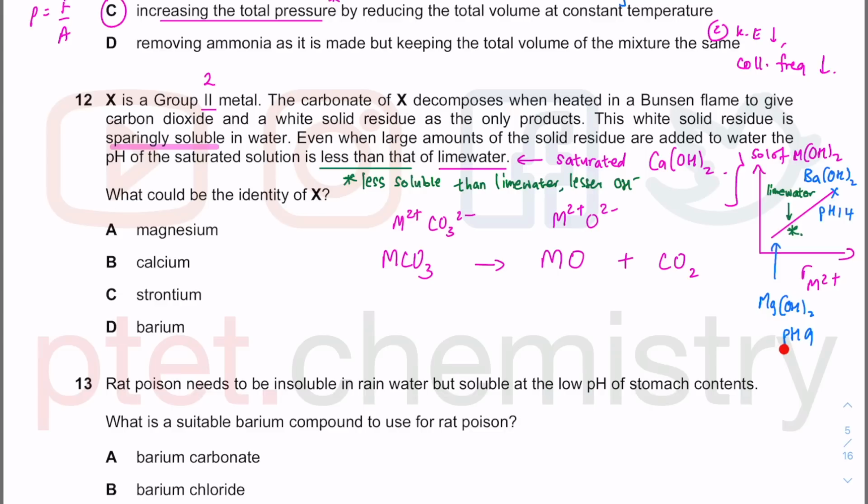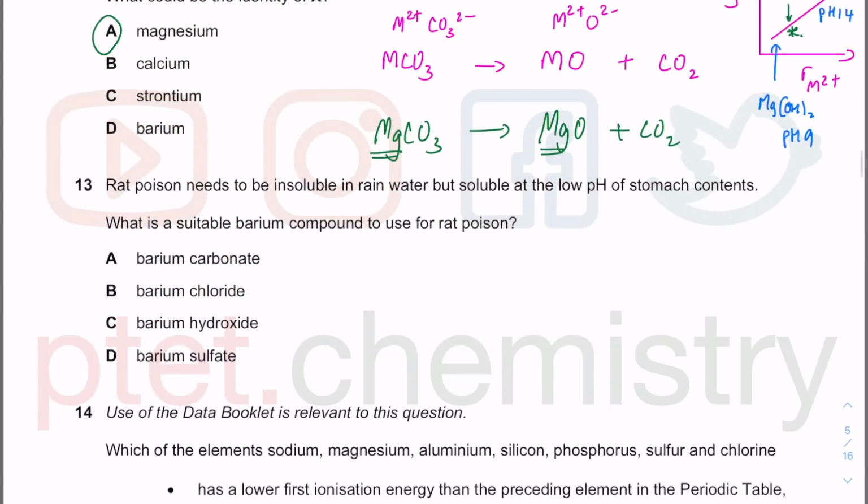Although not very soluble, it is going to have a pH lesser than the pH of the lime water solution, because it is less soluble than the lime water. So that means we are looking at this being MgO. If that is MgO, we are looking at this being MgCO3. So the metal itself is going to be magnesium, and that will follow this particular trend as stated in the question there. Question 13, rat poison needs to be insoluble in rainwater.